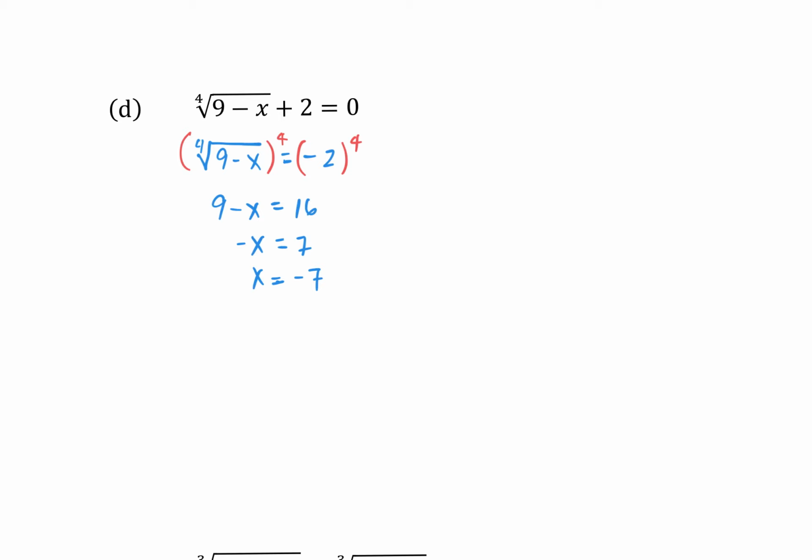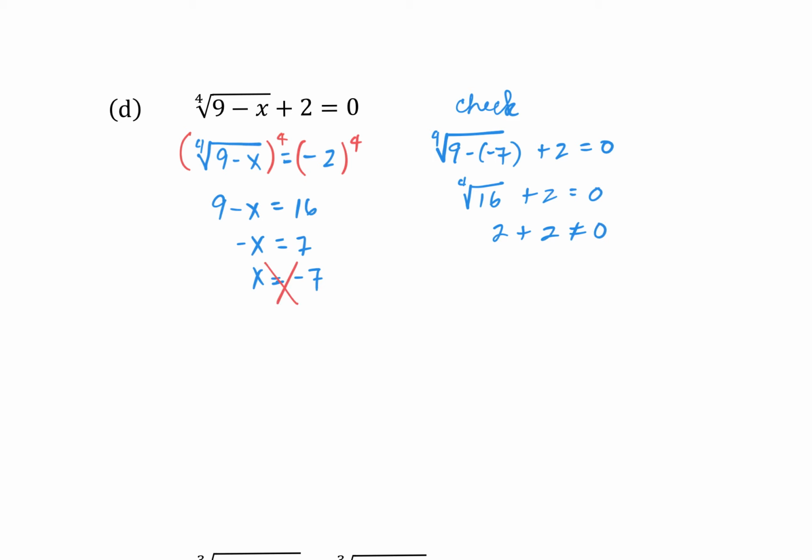When we check that, I have the fourth root of 9 minus a negative 7, plus 2. Is that equal to 0? This would be the fourth root of positive 16. And that would be a positive 2. So no, these don't check out. And in this particular case, I have no solution. So the solution set is the empty set.